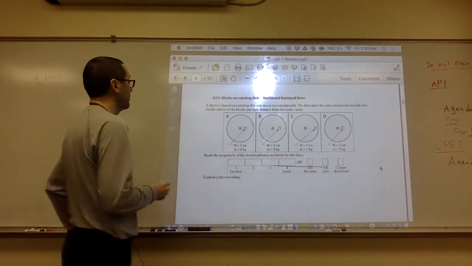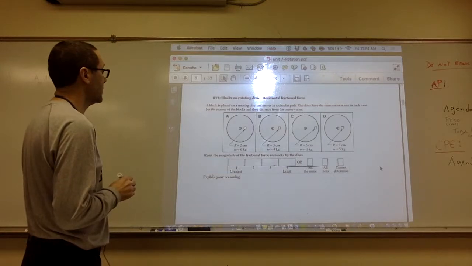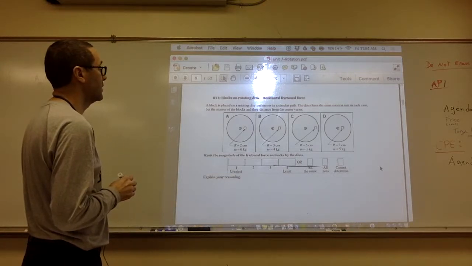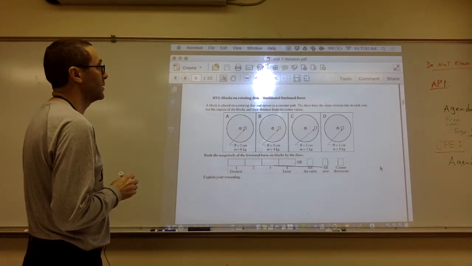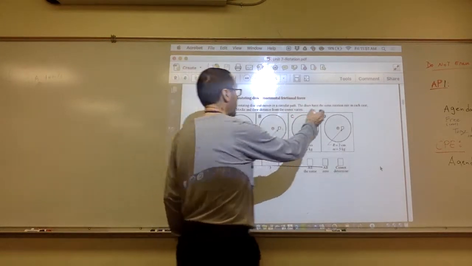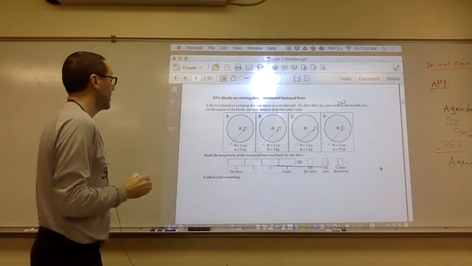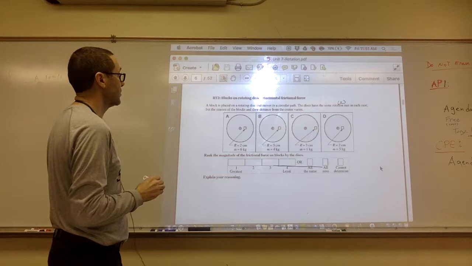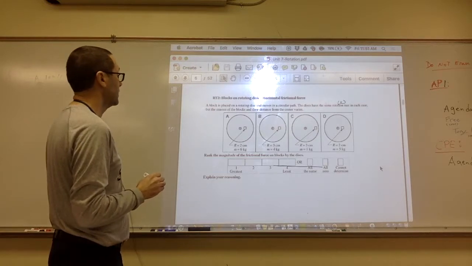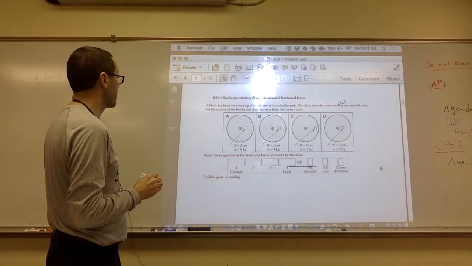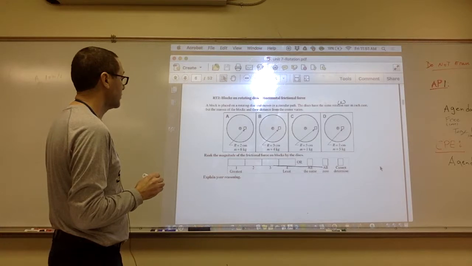For RT2, a block is placed on a rotating disk and moves in a circular path. The disks have the same rotation rate, which means they have the same omega in each case. But the masses of the blocks and their distances from the center vary. Okay. Rank the magnitude of the frictional force.